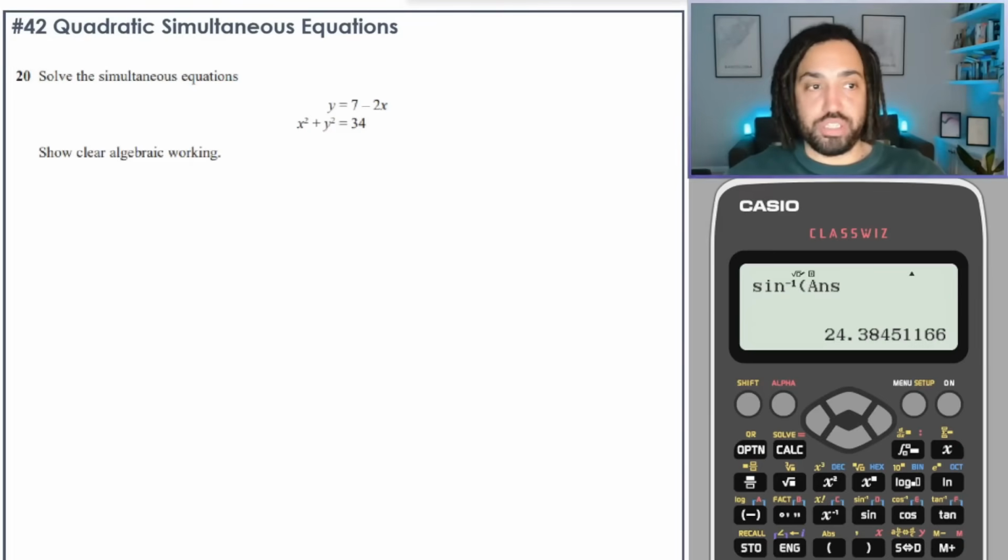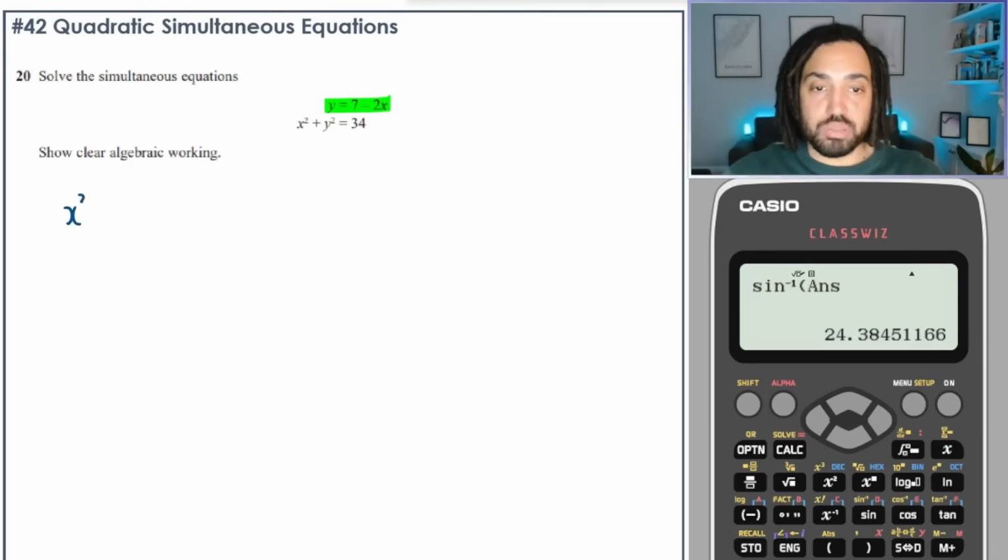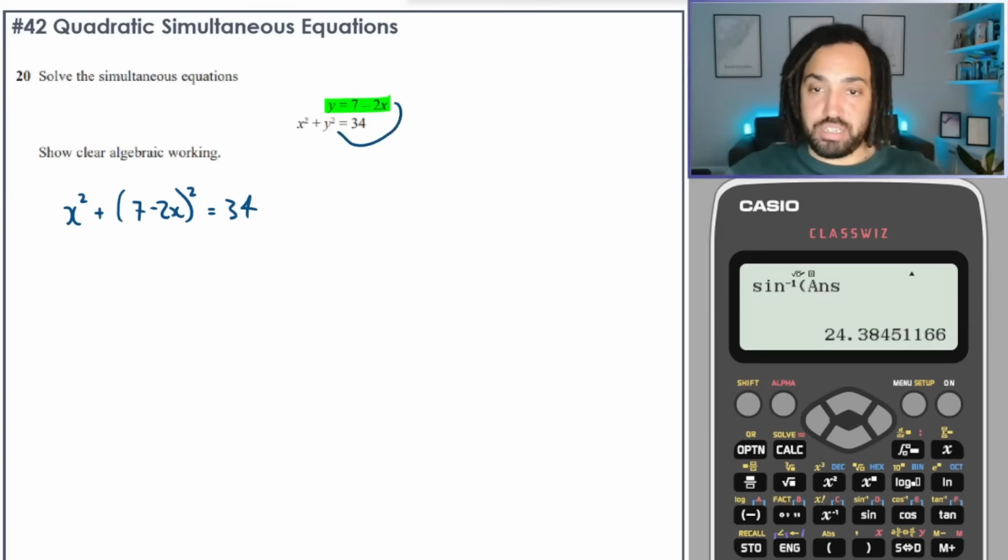Okay, number 42, quadratic simultaneous equations. Okay, this is a nice one because we already have it equal to one of the variables. So the linear one is already y equals. So all I need to do is write out the quadratic one, but replace the y with, in this case, 7 minus 2x. So that goes straight in to there. And then we can expand this. So this is the same as, let's just do this over here, this double bracket expansion.